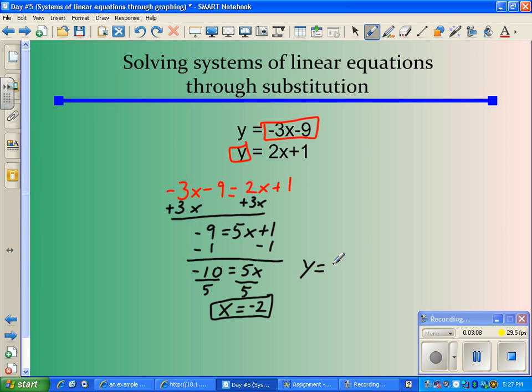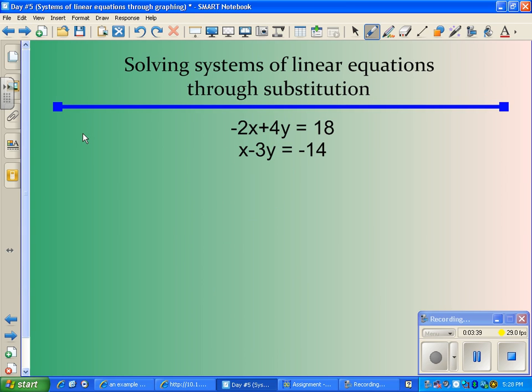So once again, you have to put parentheses around what you plug in. 2 times negative 2 is negative 4. And we're going to simplify that, so y equals negative 3. Now our last step is to put it into a coordinate pair, because once again, it's on a grid and it's where the two lines are crossing. So negative 2 comes first, x before y, and then negative 3. So this is our final answer for this problem. This is where they intersect.